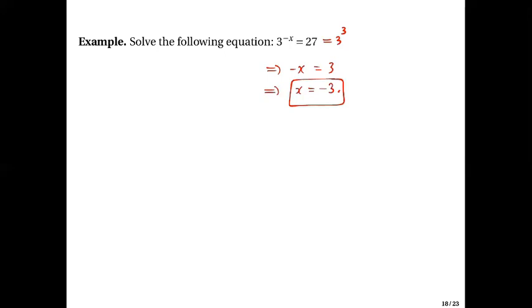You can do your checking here. Okay? You can do your checking. So I'll just leave that to you. But you see, if x equals negative 3, you have 3 raised to negative of negative 3. Negative of negative 3, that's positive 3. So 3 to the positive 3, that's precisely 27. So I'm leaving the checking part to you.